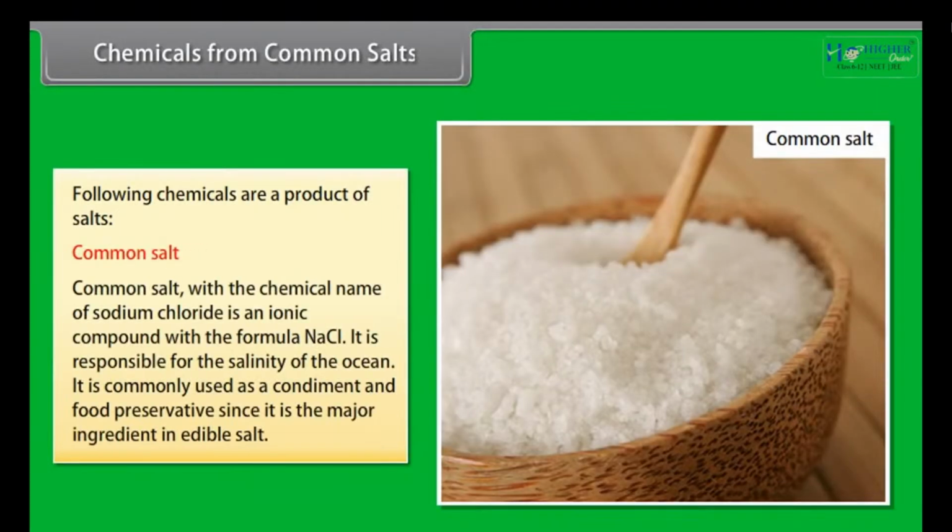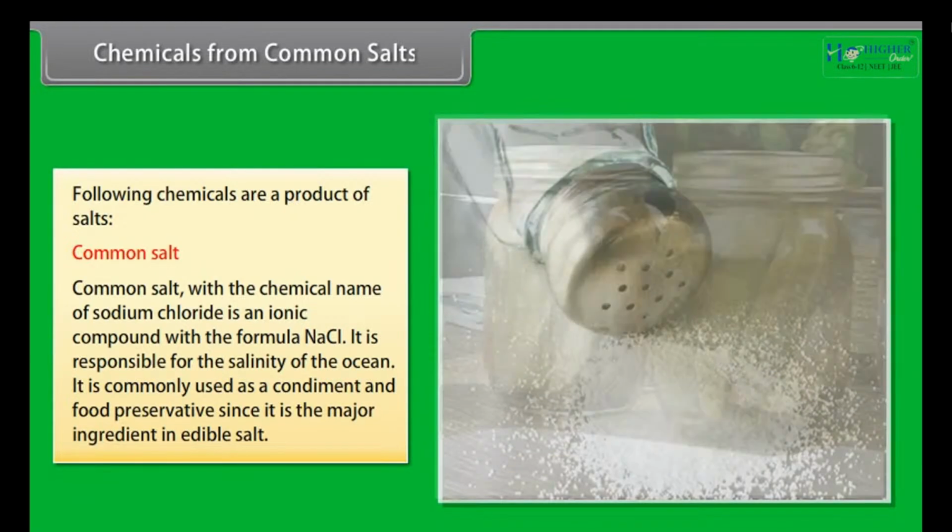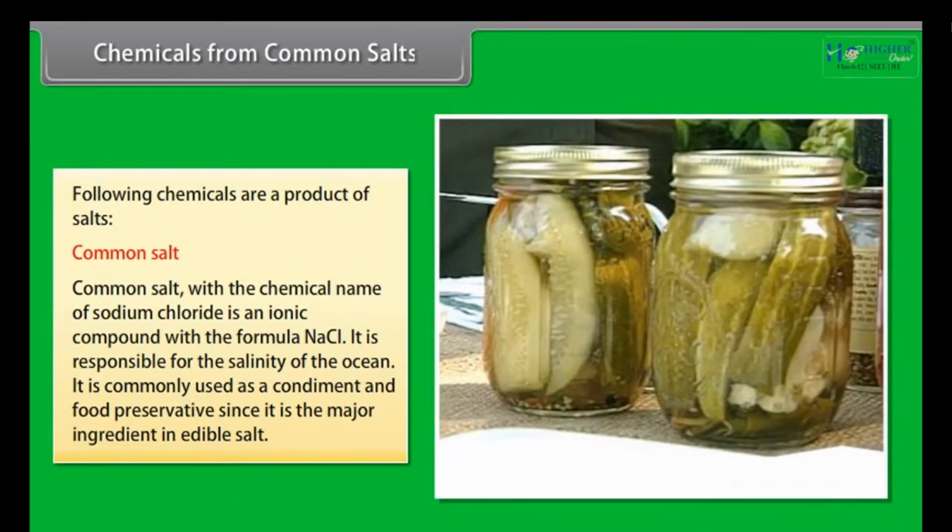Common salt. Common salt, with the chemical name of sodium chloride, is an ionic compound with the formula NaCl. It is responsible for the salinity of the ocean. It is commonly used as a condiment and food preservative since it is the major ingredient in edible salt.